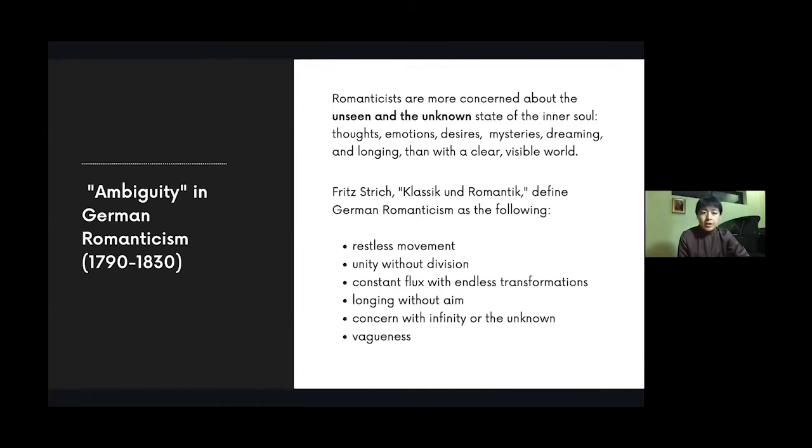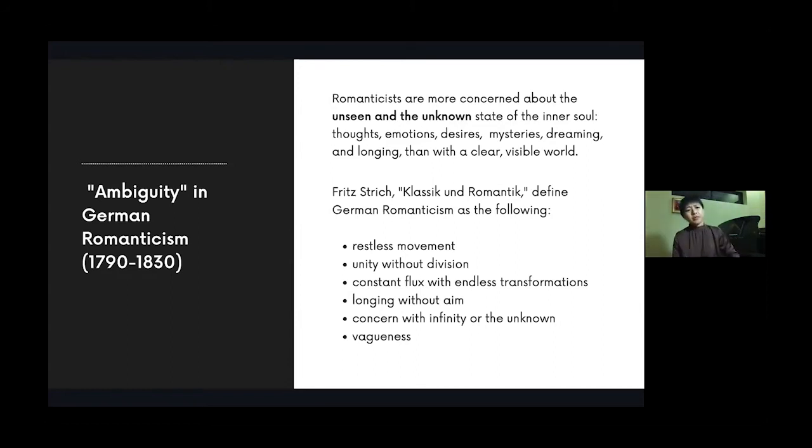So here is a more clear definition, because we're going to talk about what Fritz Strick said about classic Romantik. He defined German Romanticism as the following, and we're going to look at all these categories. It's so apparent in this Presto Passionato. First of all, what defines a German romantic piece is that it is very restless. You could see a restless movement. And then the second thing, you have unity without division.